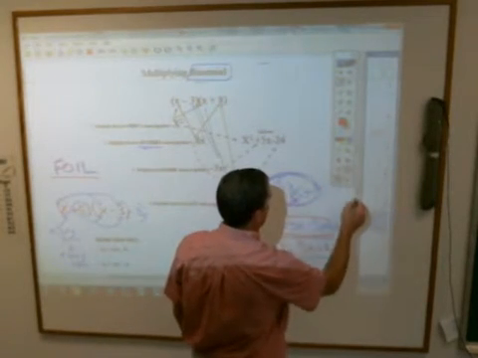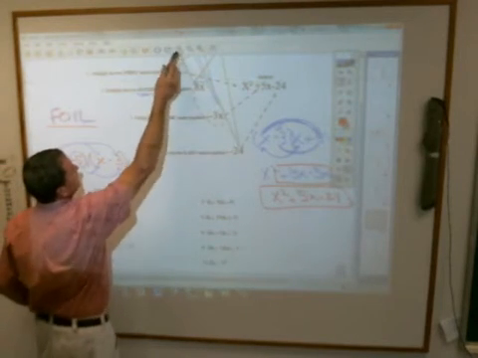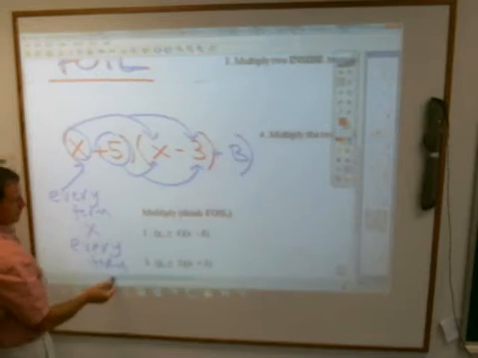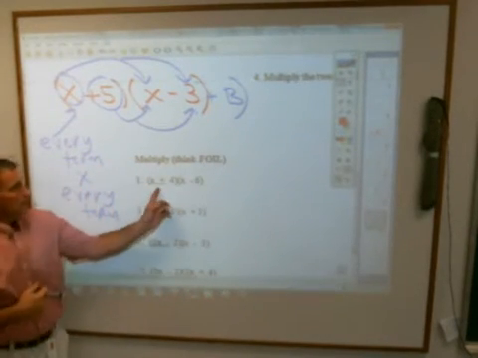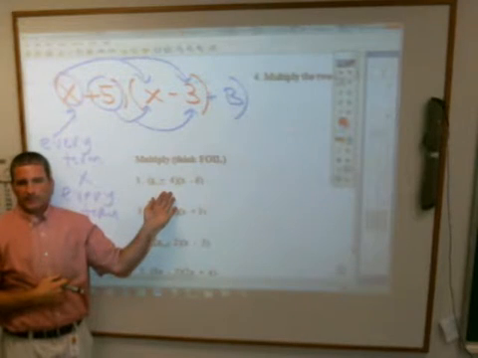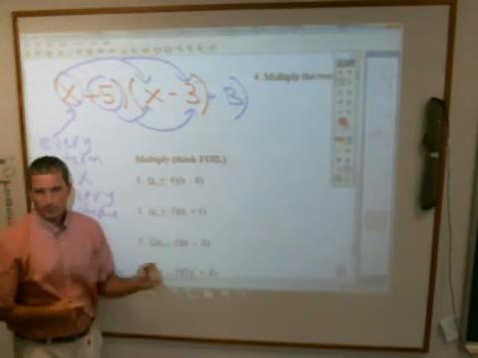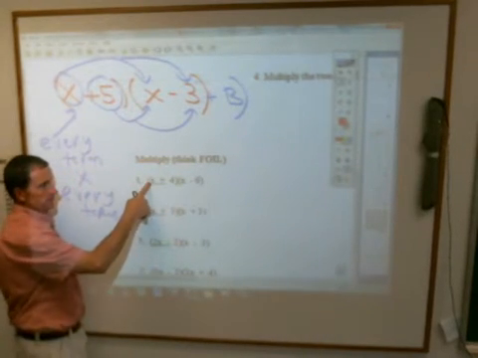So looking at these things here. Let me blow this up a little. This first one right here. Can anybody tell me the answer if I multiply that binomial times that binomial? Think about FOIL. What's the first term going to be?